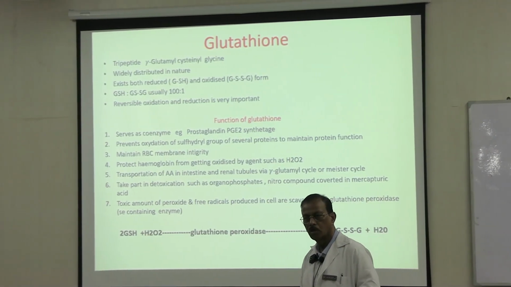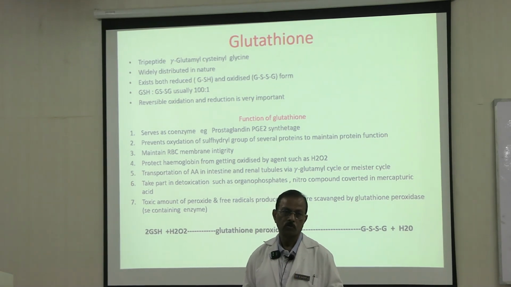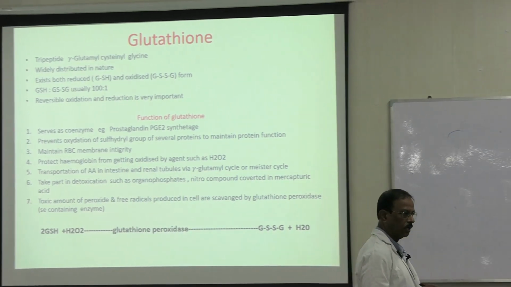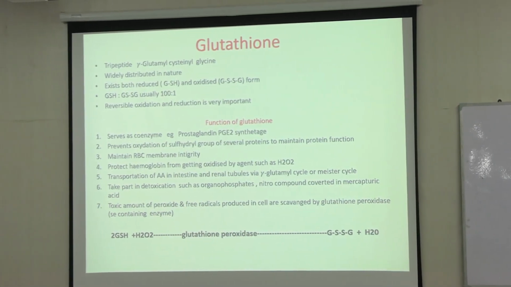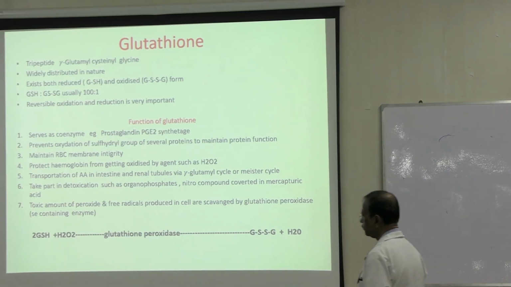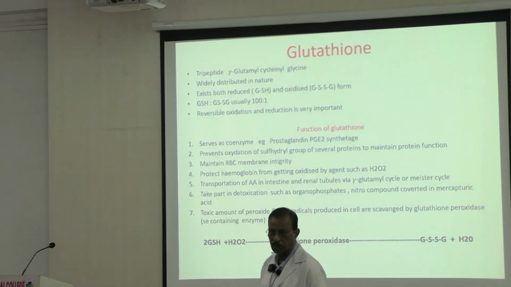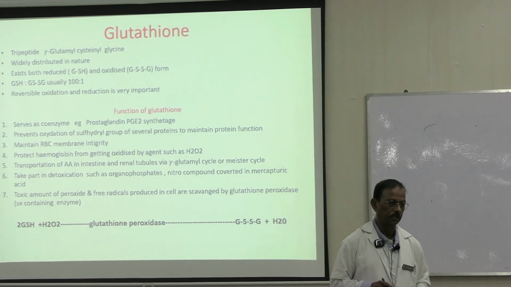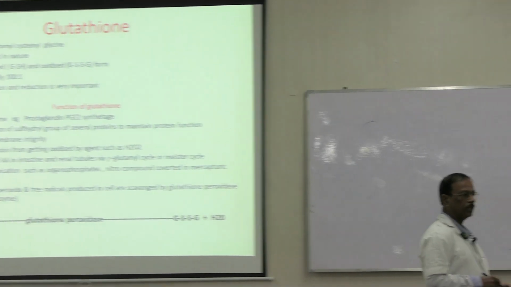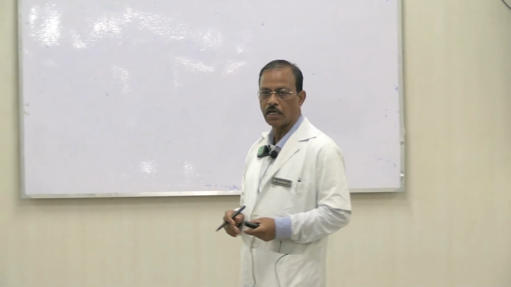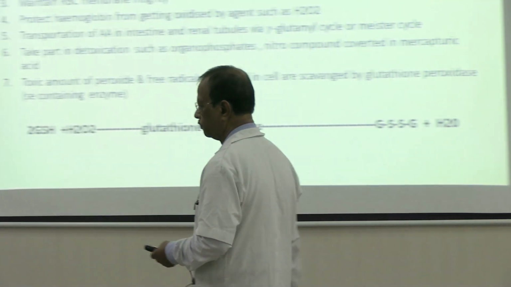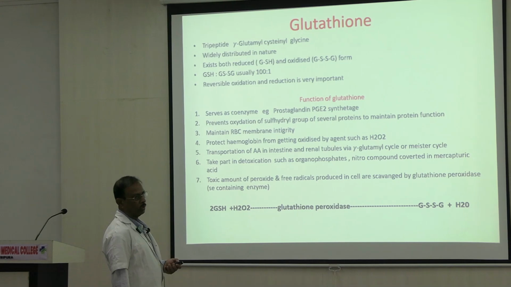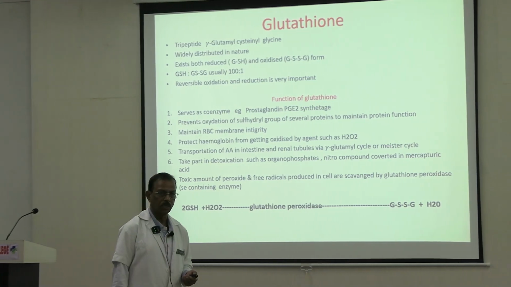and that protein will not be functionally capable any more. To prevent this, glutathione remains ready to accept the assault caused by the free radicals. As soon as there is a free radical like hydrogen peroxide, the glutathione reacts with the hydrogen peroxide and becomes oxidized. And in the next turn, this oxidized glutathione, by the enzyme glutathione reductase, again comes back to its reduced form. So, to maintain protein function, it plays a great role by preventing oxidation of sulfhydryl groups.